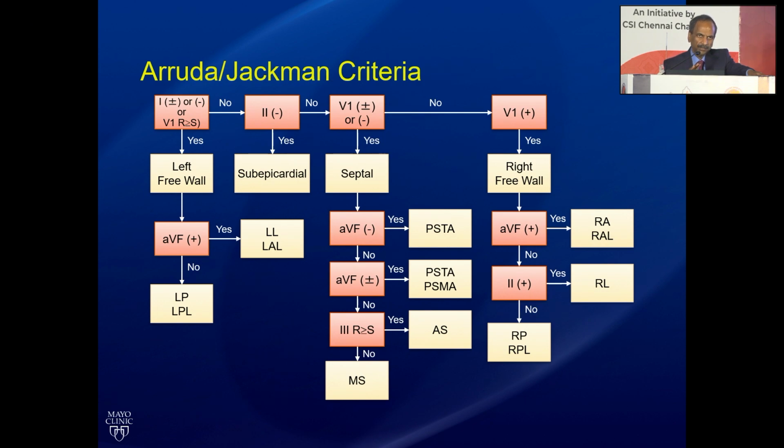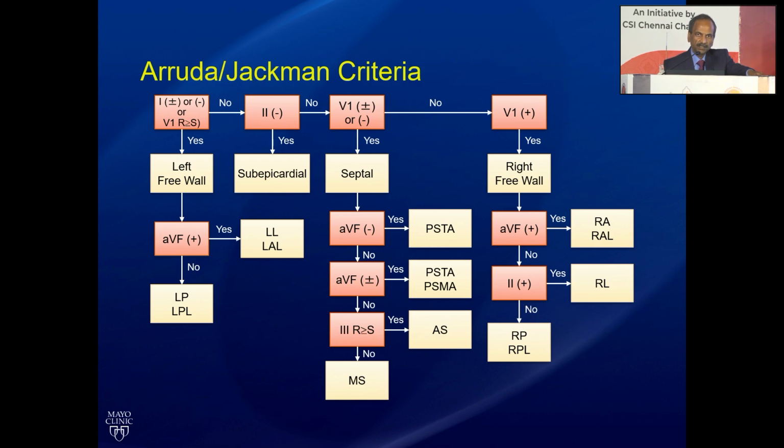I'll hit some high points to avoid difficulties when you're using this Arruda algorithm. First, you have to tell yourself, is it left free wall or not? Because left free wall pathways generally are not difficult. So left free wall, any of these criteria: if lead 1 delta wave is negative, lead 1 delta wave is isoelectric, or if in V1 the R wave, not the delta wave, the R wave is positive. If R is more than S in V1, or the delta wave in lead 1 is negative or isoelectric, it is a left free wall pathway.